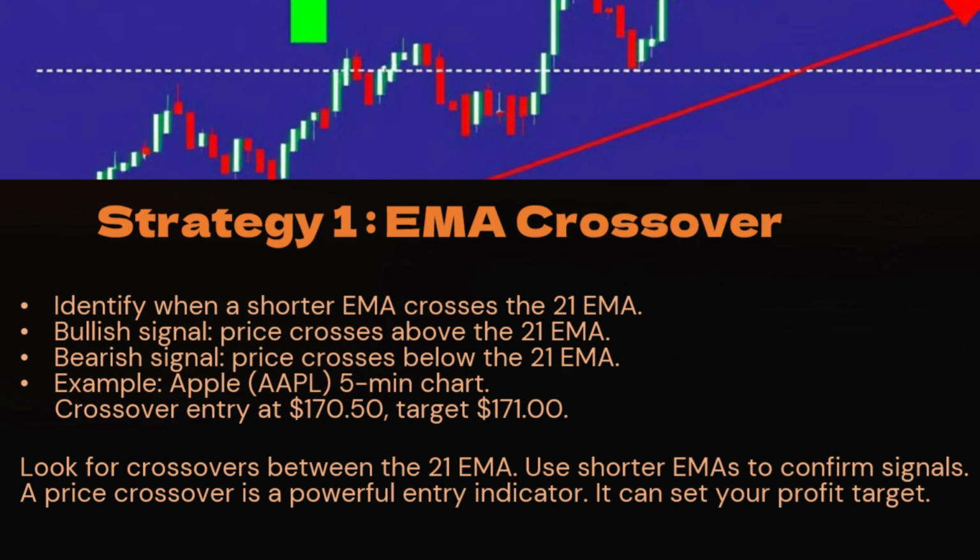Strategy 1: EMA crossover. Identify when a shorter EMA crosses the 21 EMA. Bullish signal: price crosses above the 21 EMA. Bearish signal: price crosses below the 21 EMA. Example: Apple, AAPL, 5-minute chart, crossover entry at $170.50, target $171. Look for crossovers of the 21 EMA.